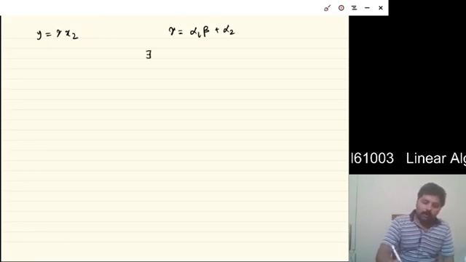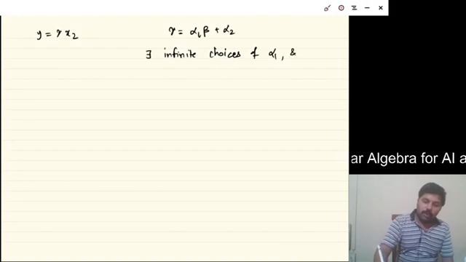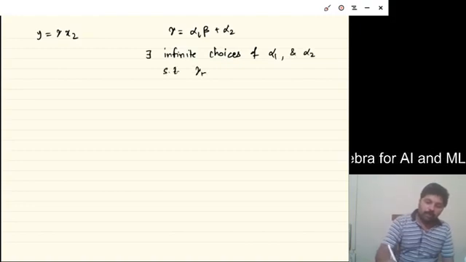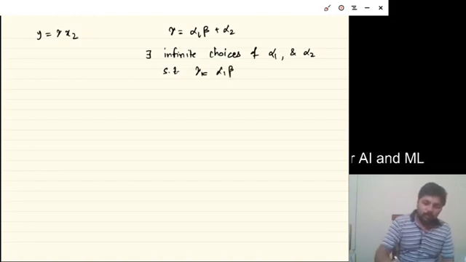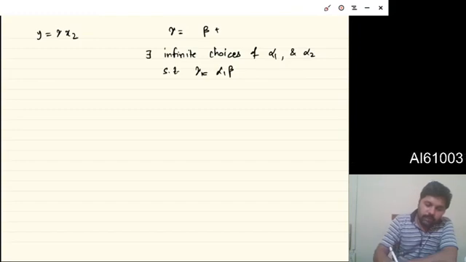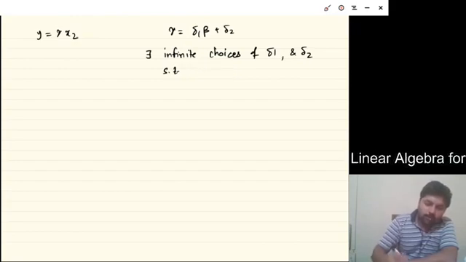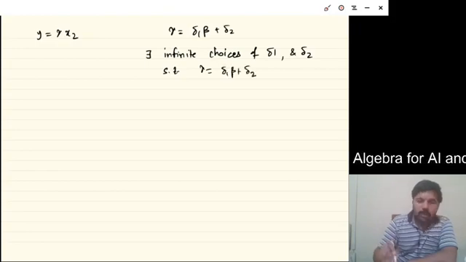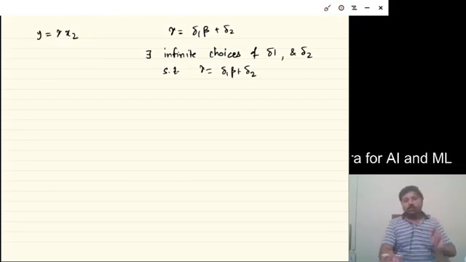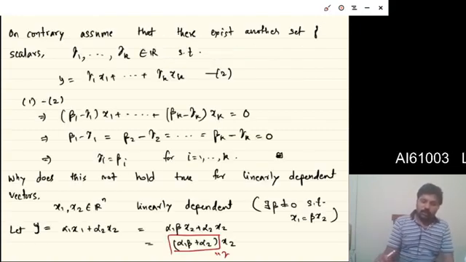So now there exist infinite choices of alpha 1 and alpha 2 such that gamma is equal to alpha 1 beta plus alpha 2. Okay, so maybe I will not use alpha 1 and alpha 2. Let's use delta 1 and delta 2, and if you use those choices, then there exist infinite choices of delta 1 and delta 2 such that gamma is equal to delta 1 beta plus delta 2. Okay, and using this delta 1 and delta 2 you can adjust your alpha 1 and alpha 2 always. That is something that you can always do, and based on that you can show that this will not be true for a linearly dependent set. So that is something that you have to understand.